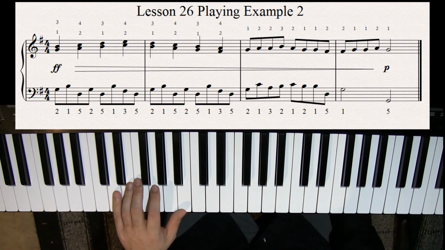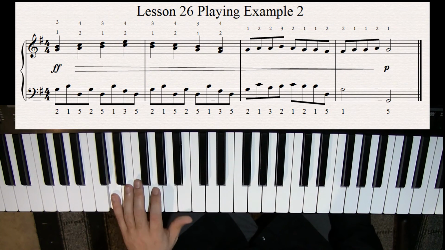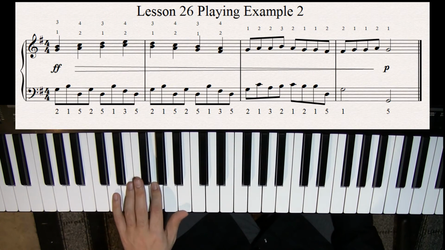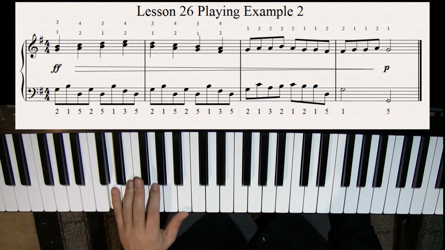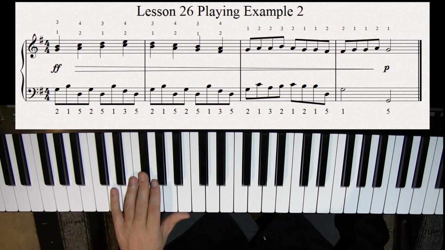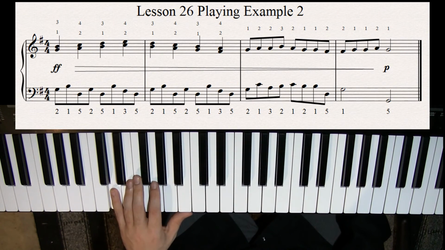And now we've got the beginning of measure 2. You got G with 2, B with 1, D with 5, G with 2. And then you got D with 5, sorry, B with 1, F sharp with 3, and then you got D with 5 again.